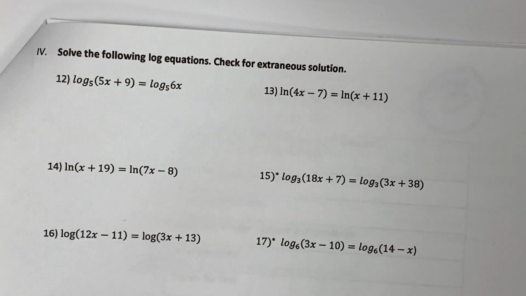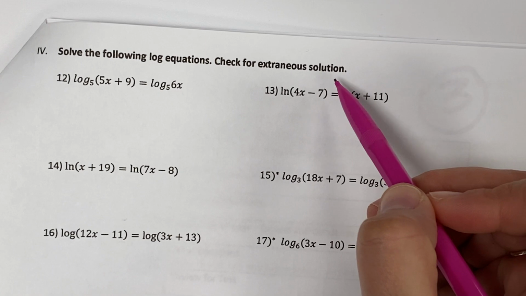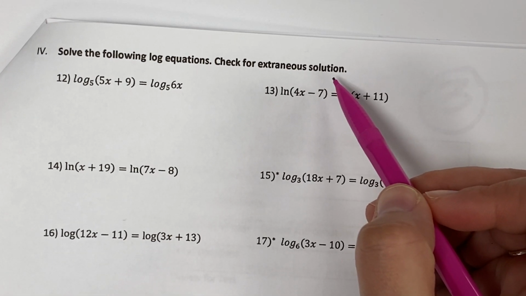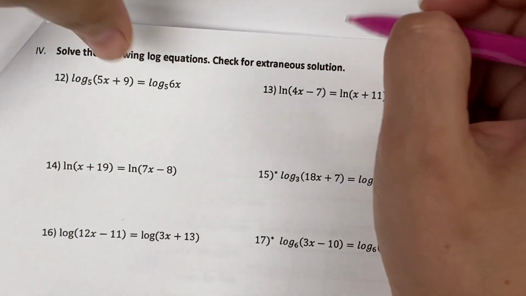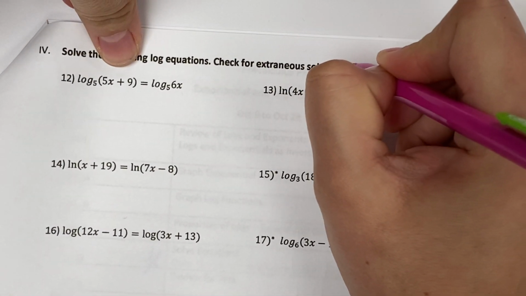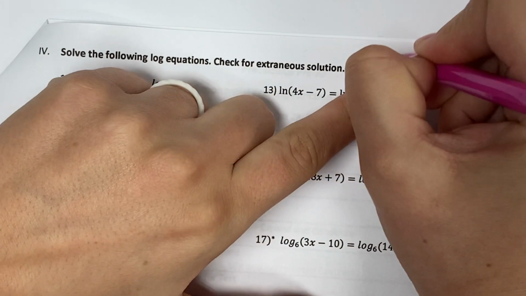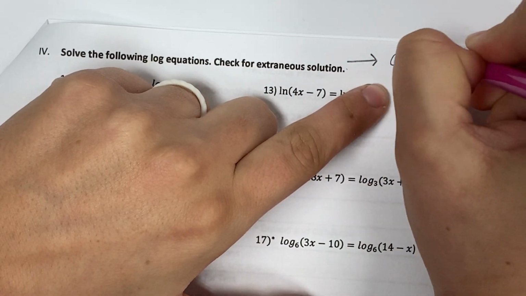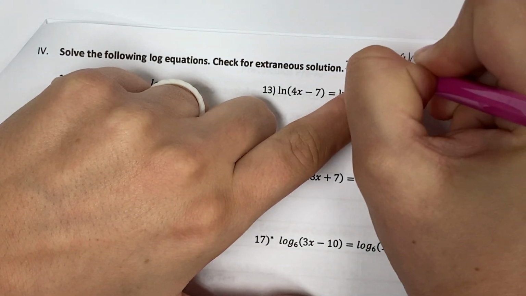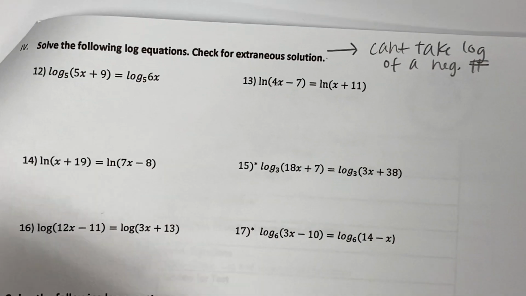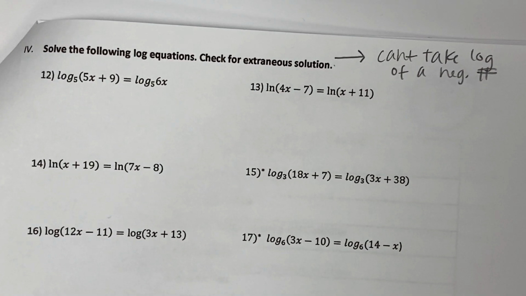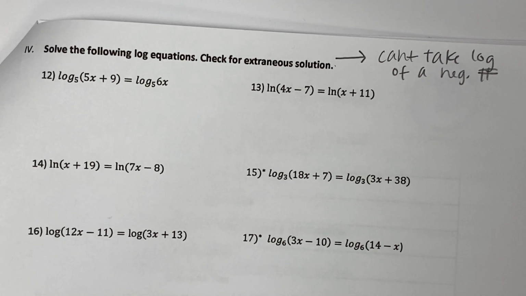For these, you have a log on both sides of the equation. We are going to be checking for extraneous solutions. Whenever we're solving an equation where we have to factor and we get 2 answers, we have to check which ones work. An extraneous solution is an answer that doesn't work. For logs, you can't take the log of a negative number. So if you're getting an answer where you're taking the log of a negative number, that answer is not going to work.